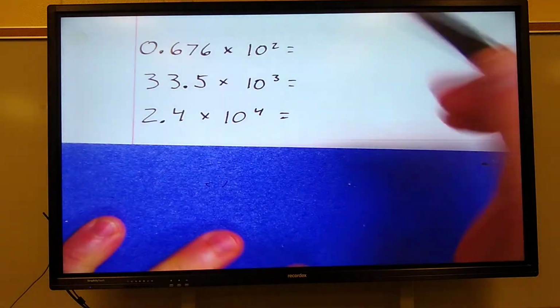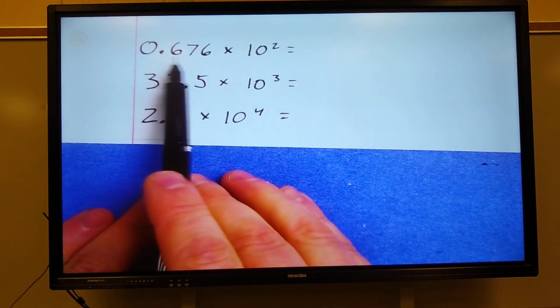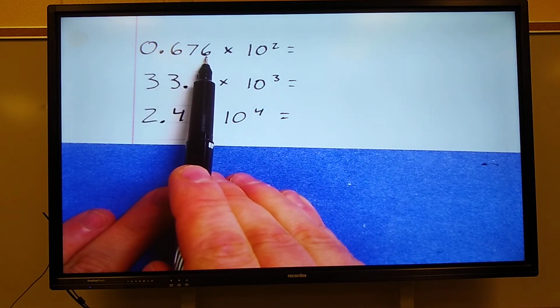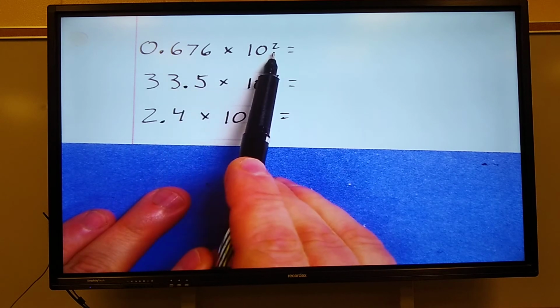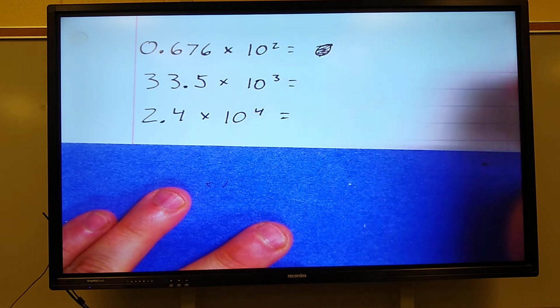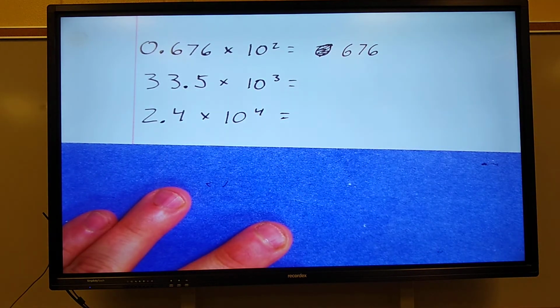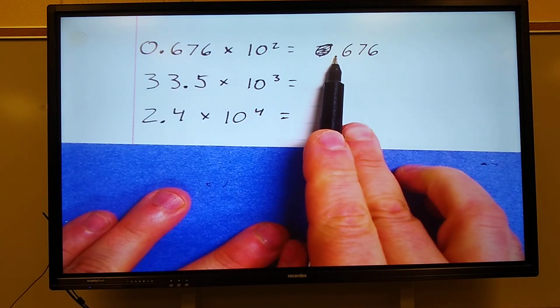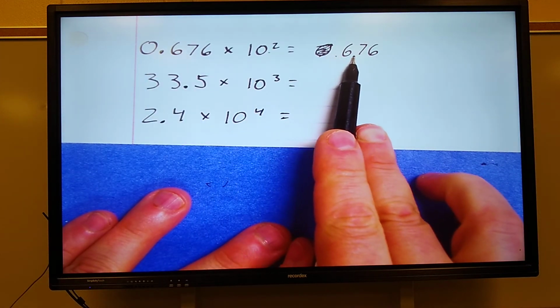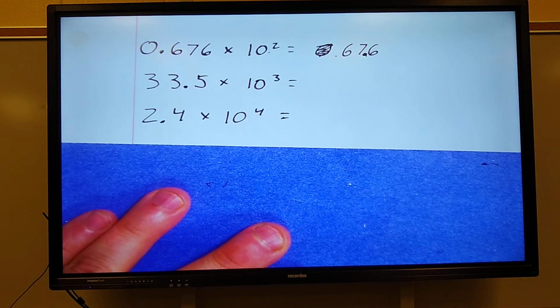All right. Let's see how bad you did or good. 676 times 10 squared. I know 676 is going to be in my answer. My decimal is right here. This tells me to move it over twice. 1, 2. Your answer should be 67 and 6 tenths.